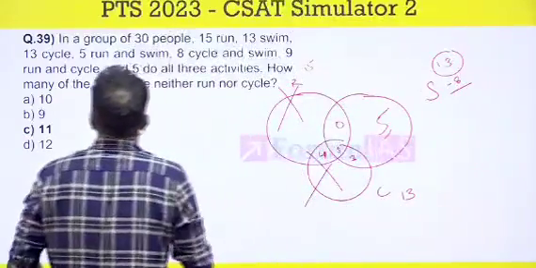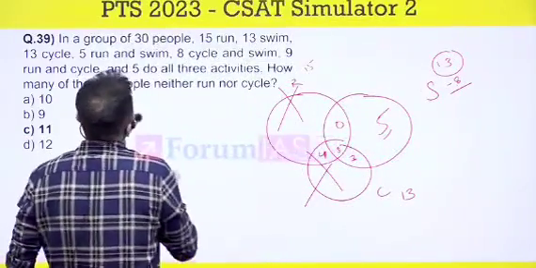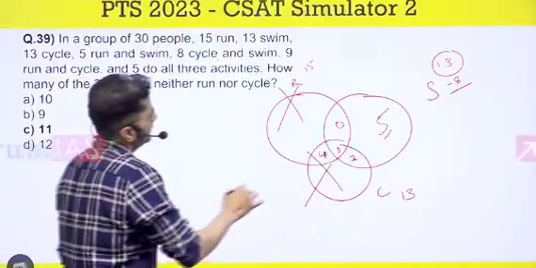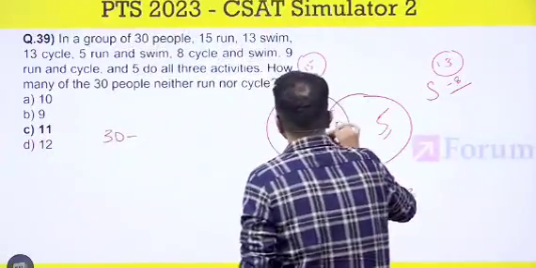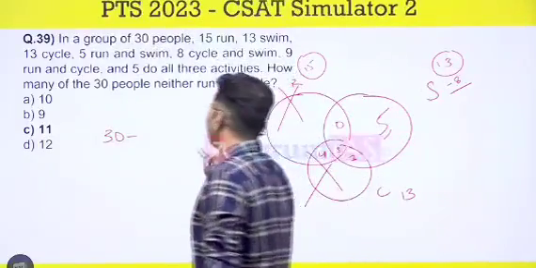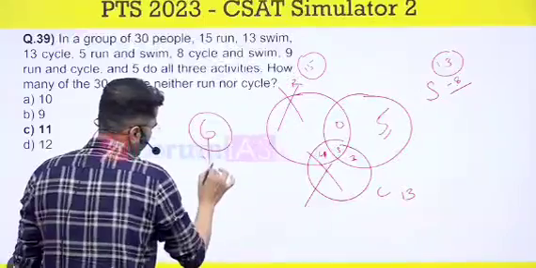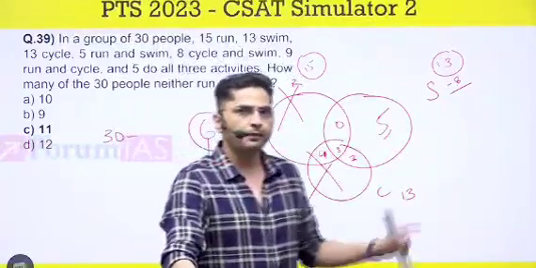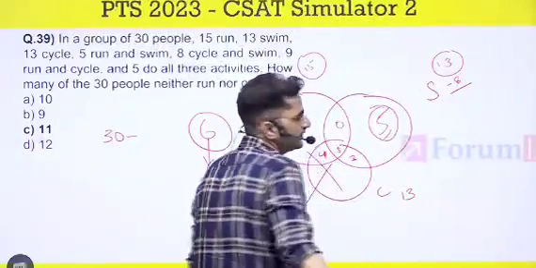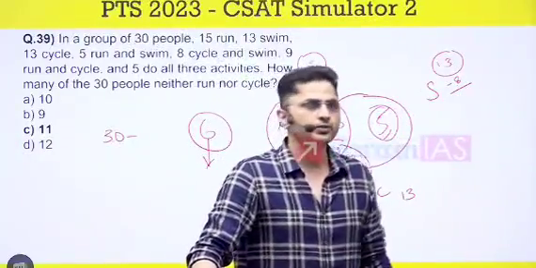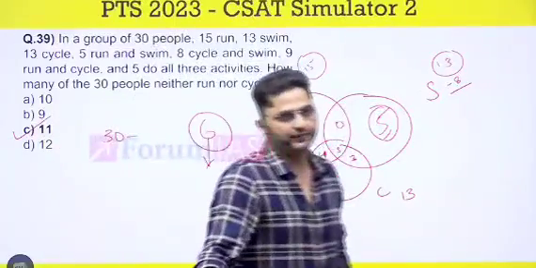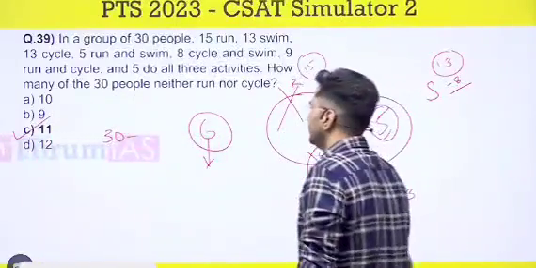So how do we get that? See, that would be 30 minus, just do this. Remember the first formula we had used, n of a plus n of b plus n of c minus this. You will get that value as 6. So what happens in this question is 6 people have not participated in anything, and these 5 are neither runners nor swimmers. So we add both values up and we get 11. So your answer would be 11.